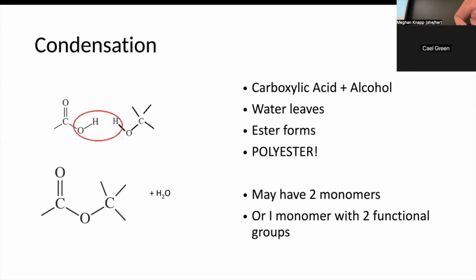Okay, so condensation, this is what we looked at, the carboxylic acid and the alcohol. The red circle is showing that water molecule that's going to be pulled away and an ester forms. So that's where we get polyester. All right. So you might have two different monomers, or you might have one monomer that has two different functional groups on it, like I just said.